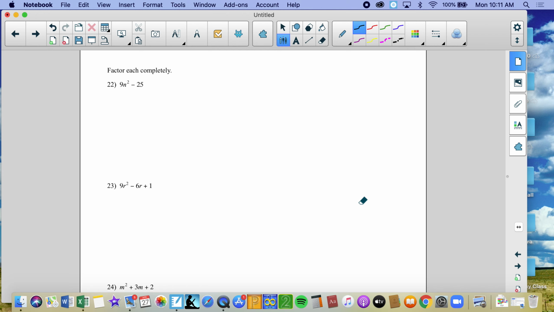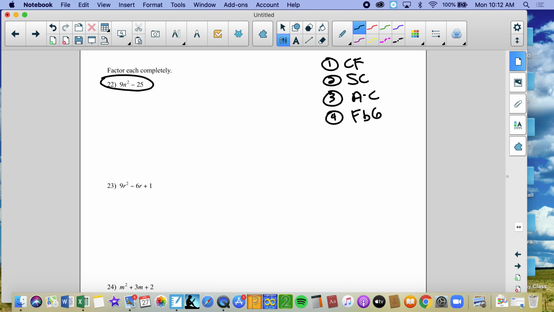Here, now we're going to factor. We have to recognize things. Remember, step 1 is common factor. Step 2 is special cases. I might be forgetting things because I haven't done it in a while. Number 3, I think, is A times C. And 4 I think was FBG, factor by grouping. I think that's how we did it. And then 5 is going to be very interesting. That is going to be the quadratic formula. But we'll get to that later. We never got to that. That's this week.